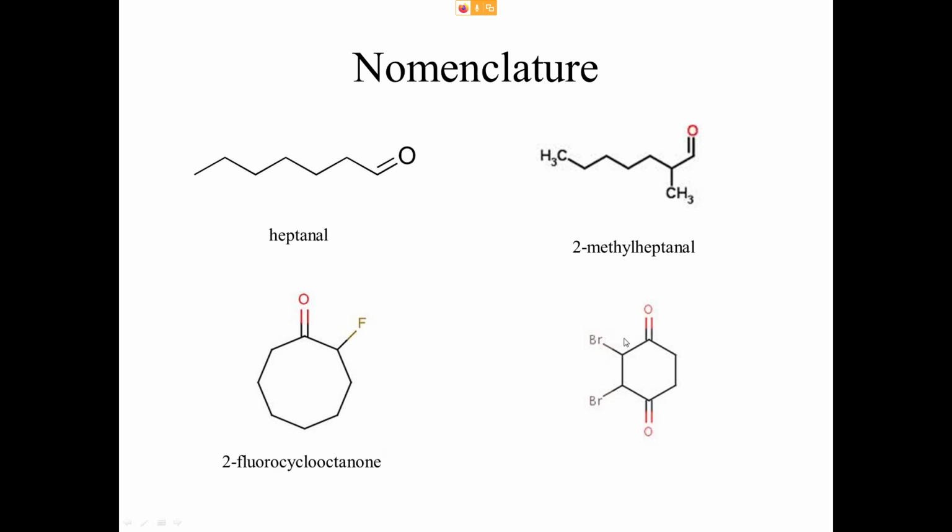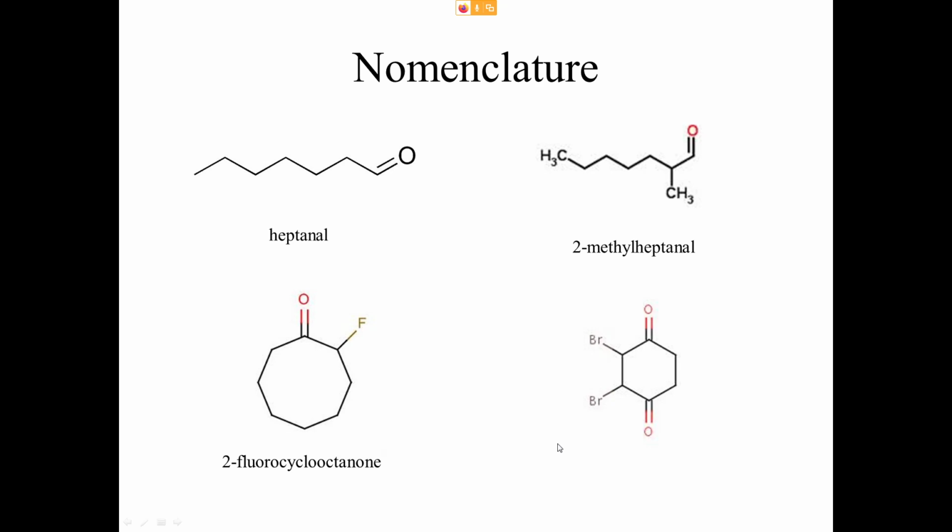So cyclohexanedione. Where are they? One and four. Do I need to tell you that? Yes, because I do have to tell you that. When there's only one, it's obvious it's on number one. But when there's two of them, they could have been on, say, 1 and 2, or 1 and 3, or 1 and 4. So I need to tell you the 1 and 4, absolutely.